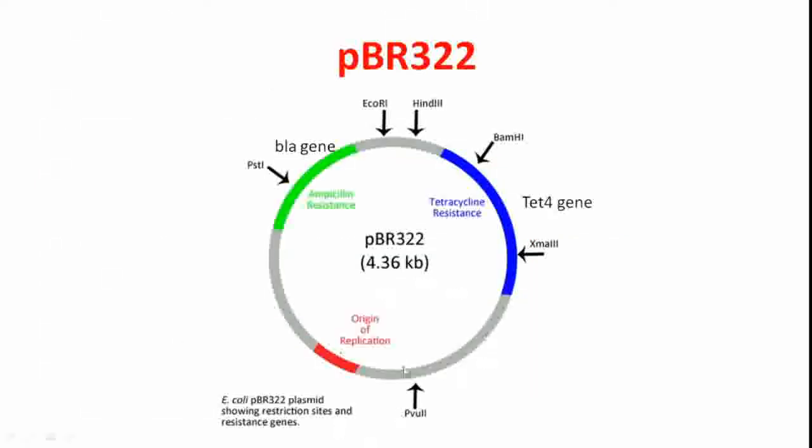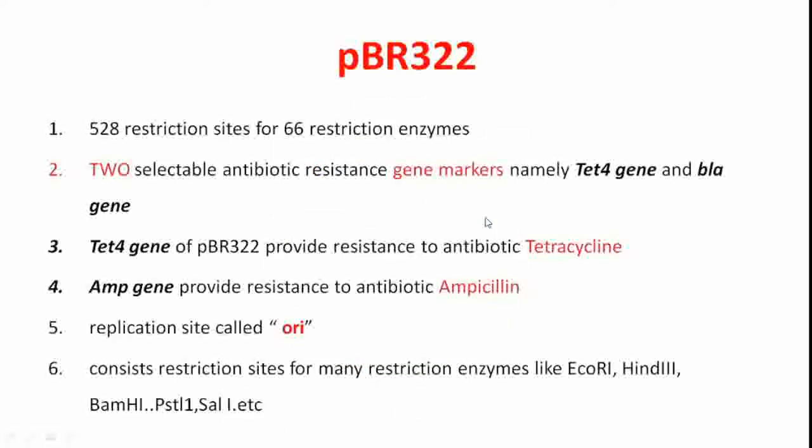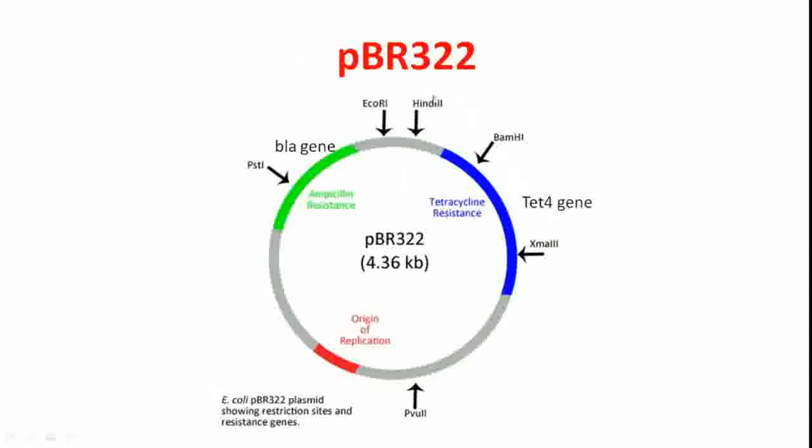Here you can see the plasmid, the circular double-stranded DNA molecule, pBR322. It contains restriction sites for many restriction enzymes. These are the restriction enzymes: EcoRI, HindIII, BamHI. These are all different restriction enzymes, and different restriction sites are present. Likewise, around 528 restriction sites and 66 restriction enzymes can cut this plasmid.